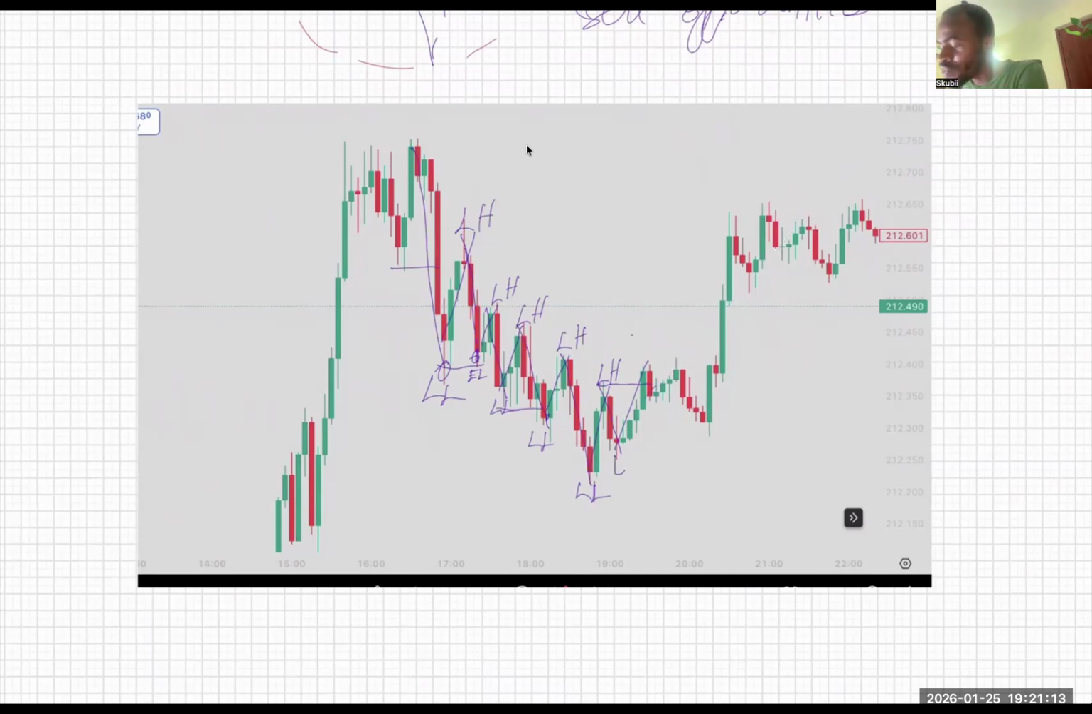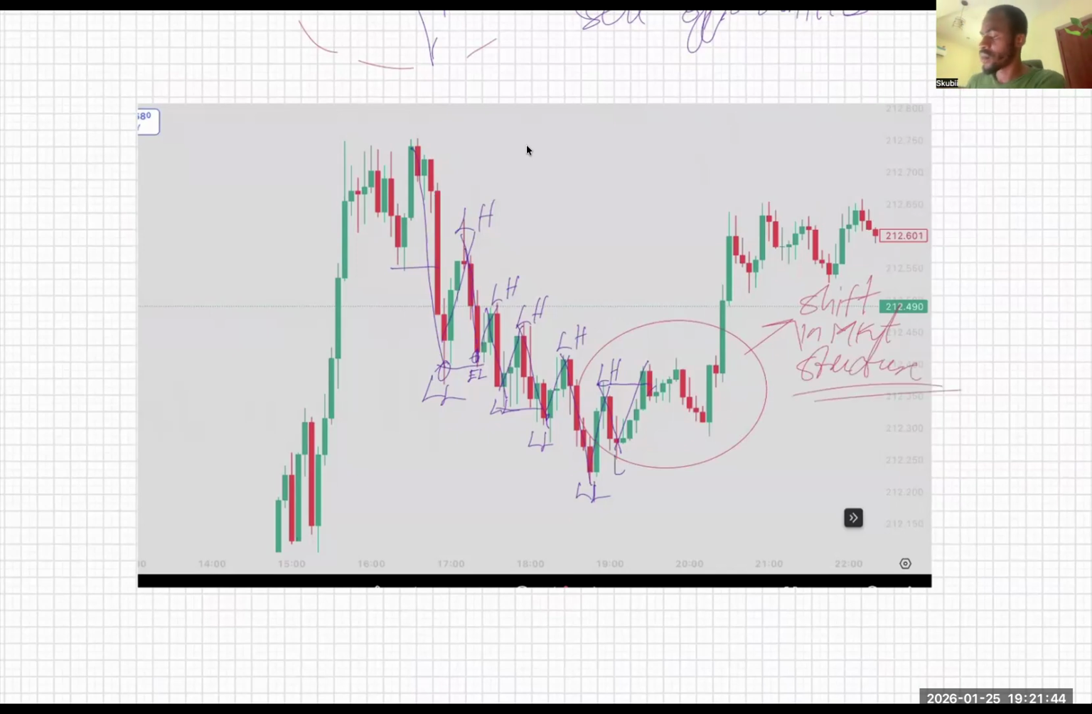So it was at this point here. One sec, let me use red color to highlight that. This place here, that's where we have our shift in market structure. Do you guys get the whole idea?